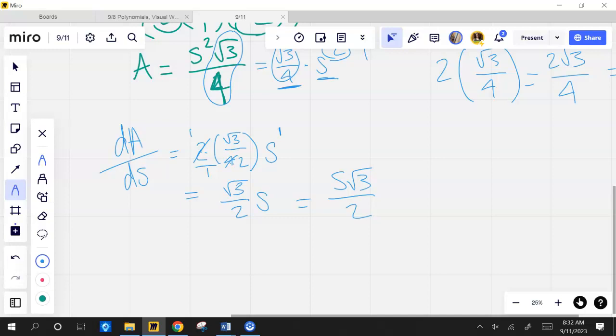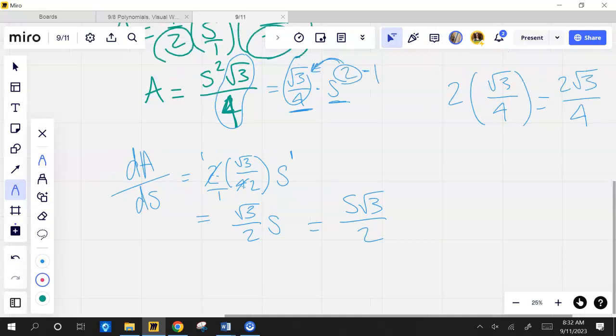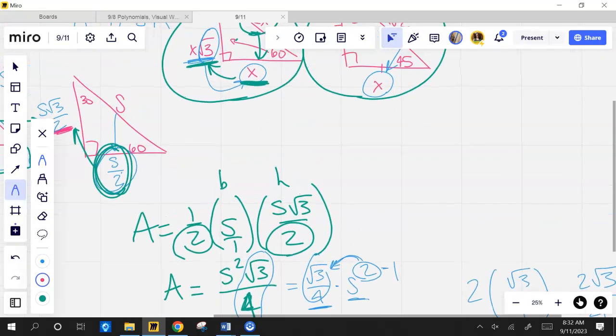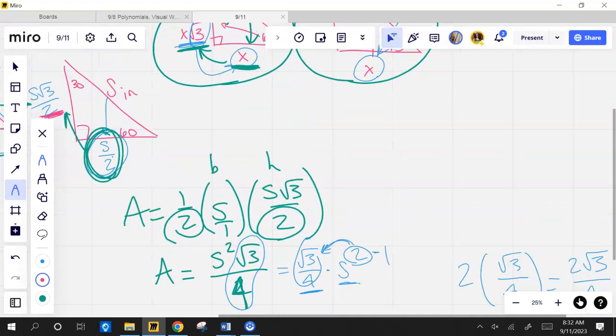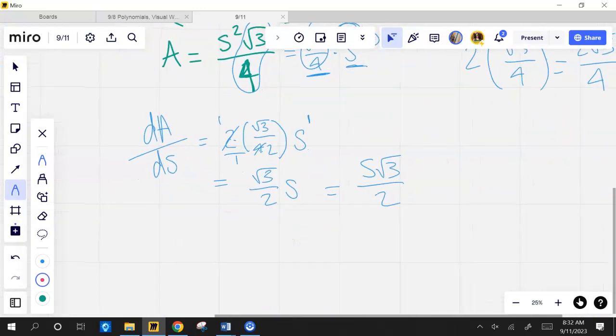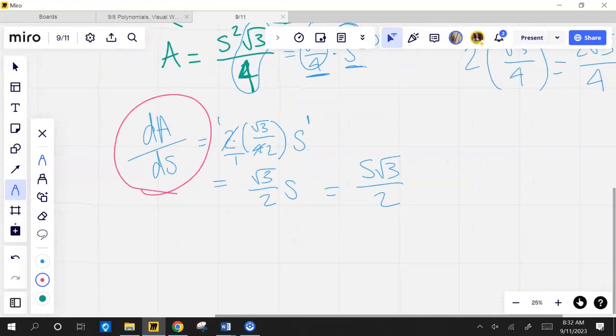Give me, let's say that my side length was in inches, S inches. What would the units of dA ds be? Inches squared per inch. Right, right. This is giving me the rate of change that the area of the triangle is changing as the side length changes.